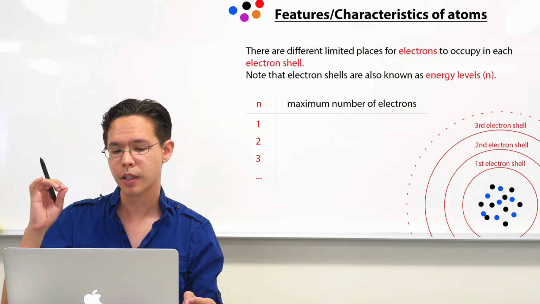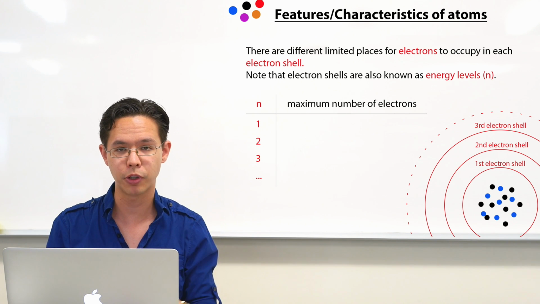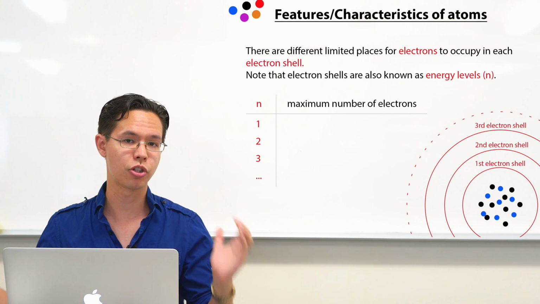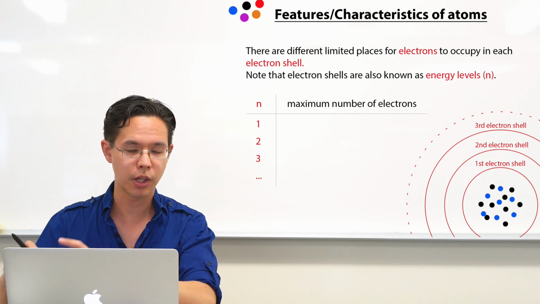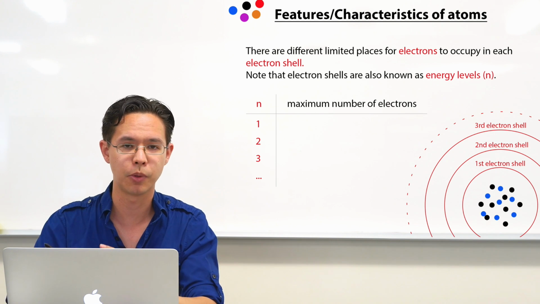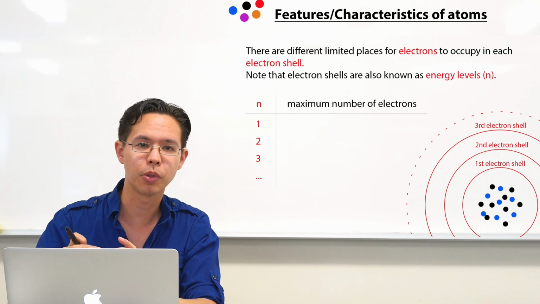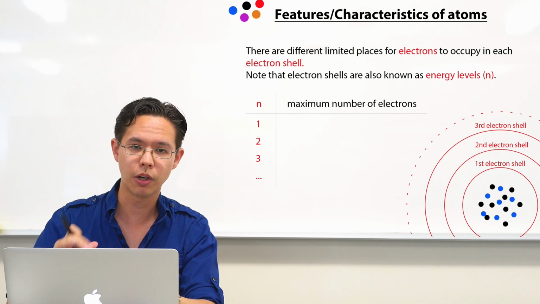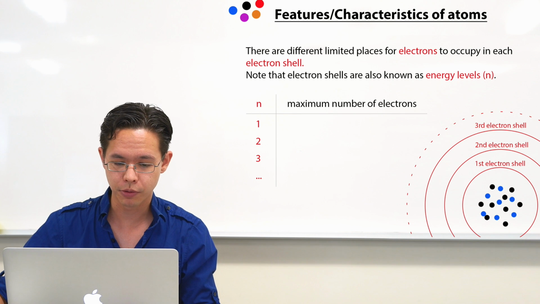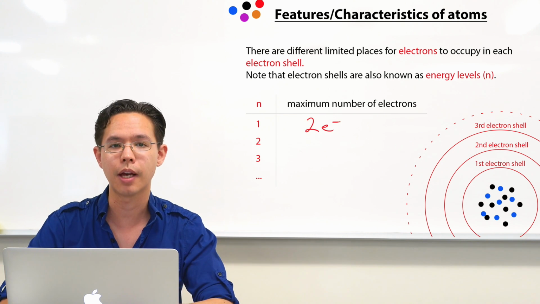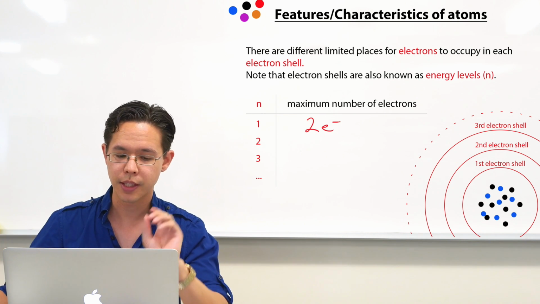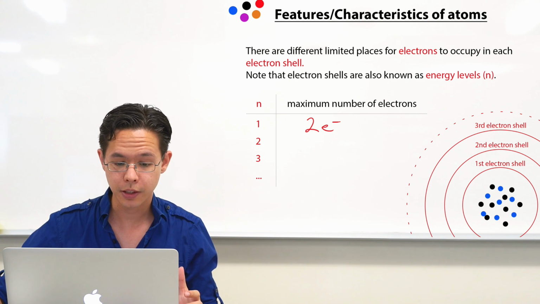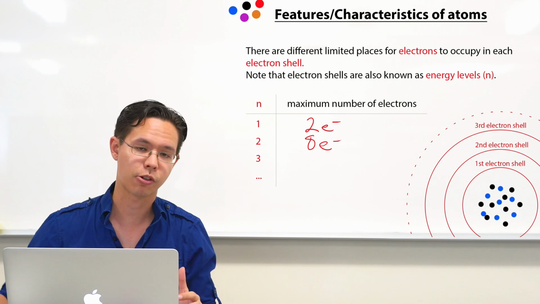There are different capacities or limited places for electrons to sit inside of each different electron shell. So you can see on my diagram the first electron shell is rather small, and because it is small, it has very few places for electrons to fit, so it can only hold a maximum of 2 electrons in that first electron shell. The second electron shell is a bit larger, and so it can fit a bit more. It can hold a maximum of 8 electrons.